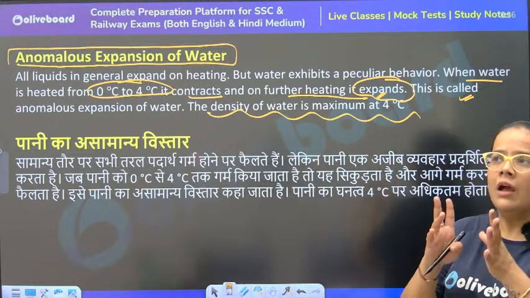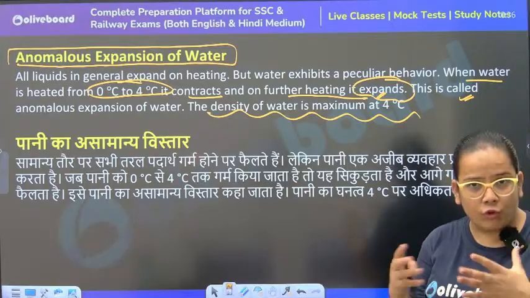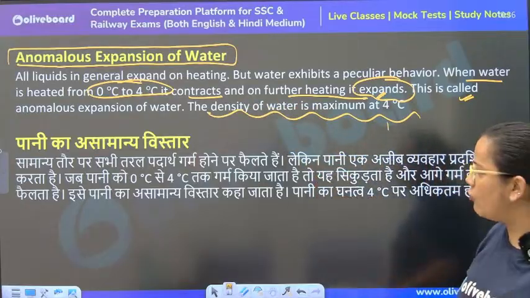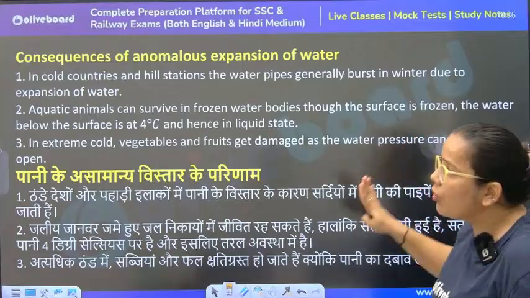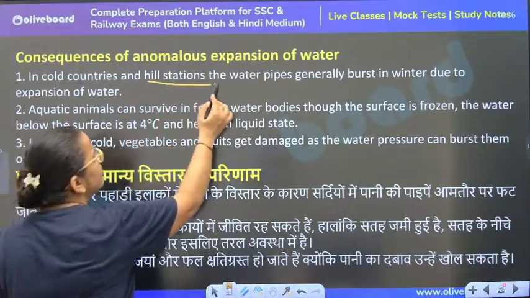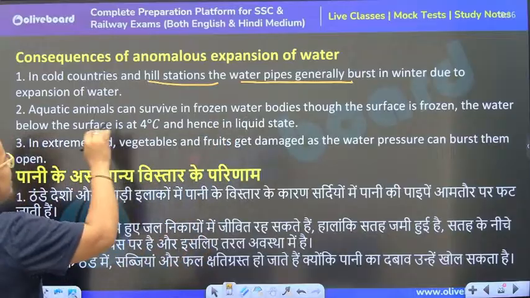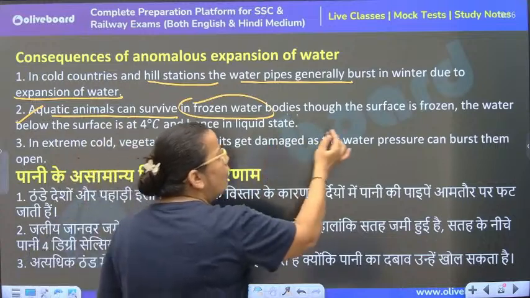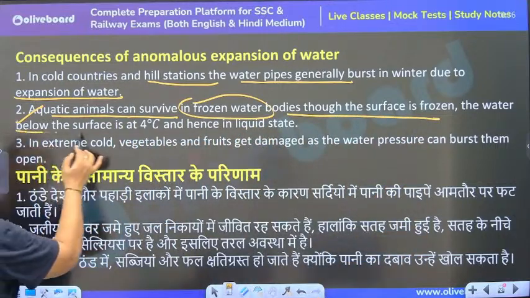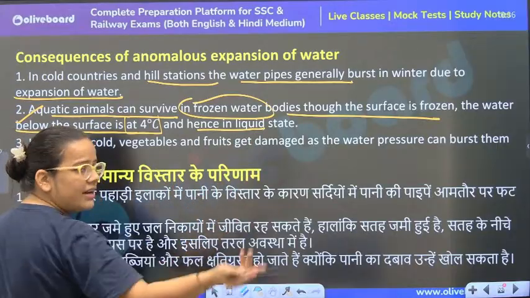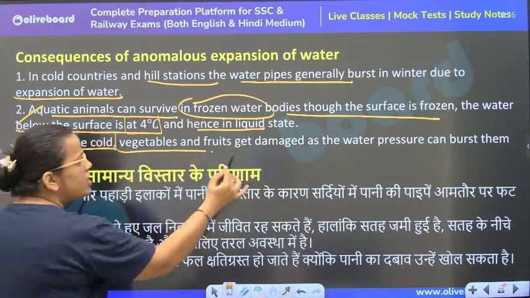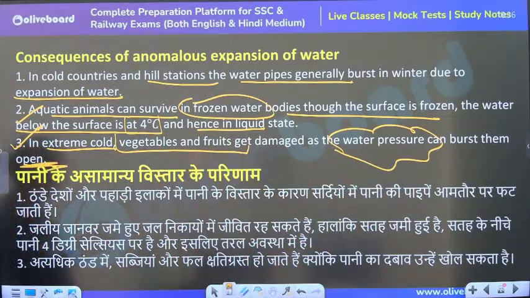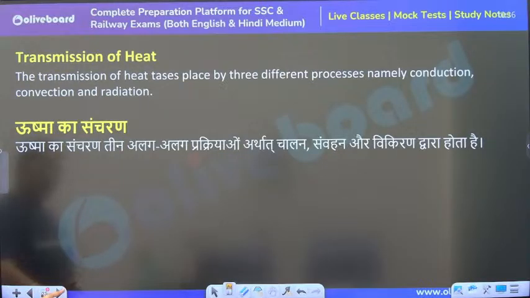This is the reason that a frozen lake or a frozen river has aquatic life alive, because of this anomalous expansion of water. Now, the consequences. In cold countries and hill stations, water pipes generally burst in winter due to the expansion of water. Aquatic animals can survive in a frozen water body because though the surface is frozen, the water below the surface is at 4 degrees centigrade and hence in a liquid state. In extreme cold, vegetables and fruits get damaged as the water pressure can burst them open. So these are the applications of anomalous expansion of water.